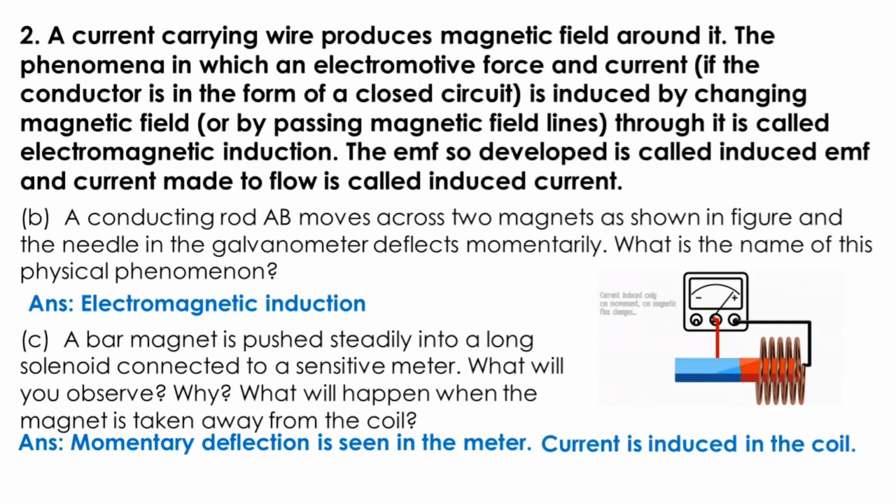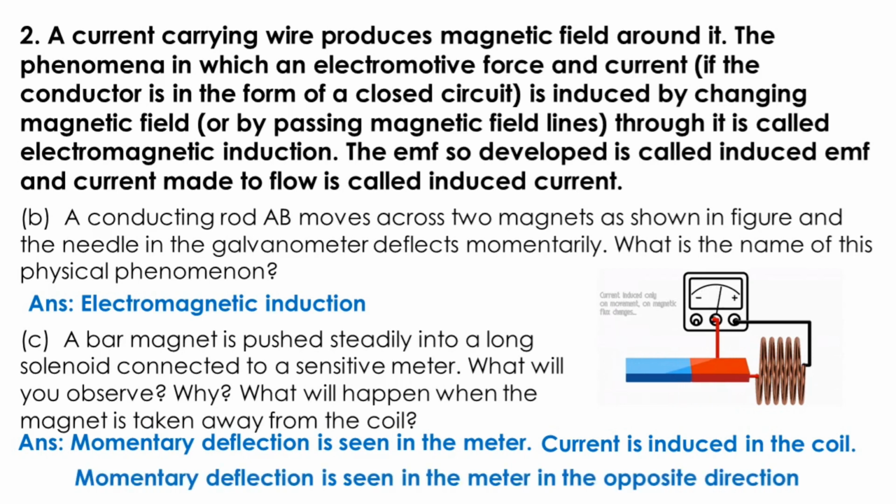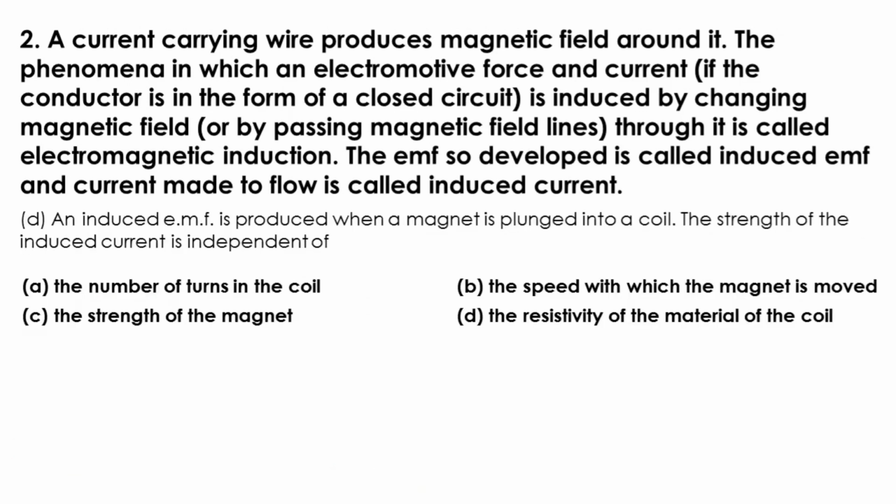You can see that when the magnet is moving inside, the galvanometer is showing some deflection, and when the magnet is taken out from the coil, the galvanometer is showing some deflection but in the opposite direction. So there is a momentary deflection seen in the galvanometer in the opposite direction. And children, what do you think will happen if the magnet is held stationary inside the coil? Yes, there will be no deflection.